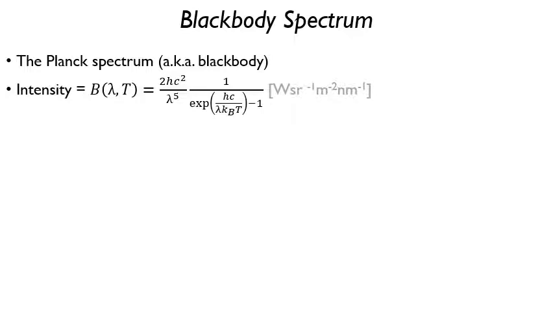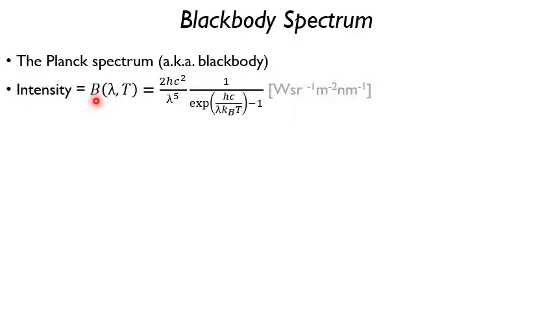So the Planck spectrum is the formal name for what's more commonly referred to as the blackbody spectrum. And this is the distribution of wavelengths of light that are emitted from an object that is essentially in thermal equilibrium with its environment. So the intensity is typically referred to using the variable B.